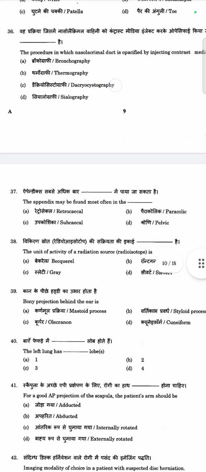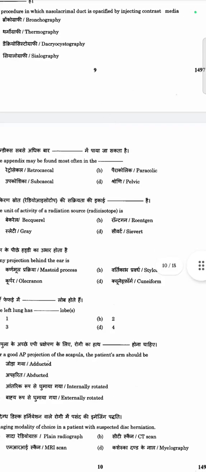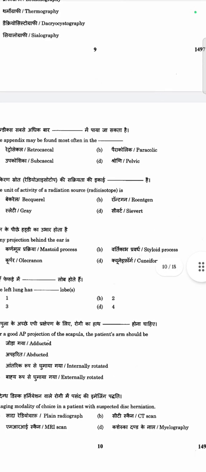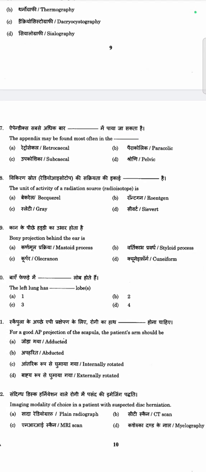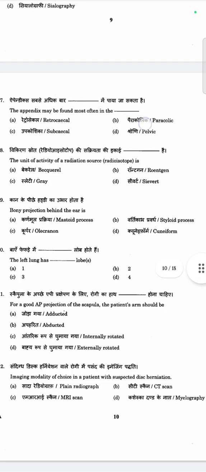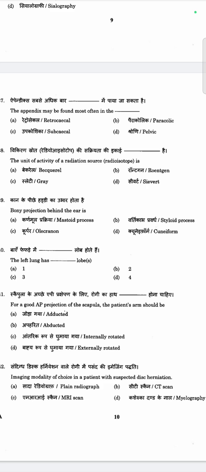Question 37: the appendix may be found most often in which position: pericolic, pelvic, retrocecal, or subcecal? The correct answer will be retrocecal. The appendix is most often found in the retrocecal position.